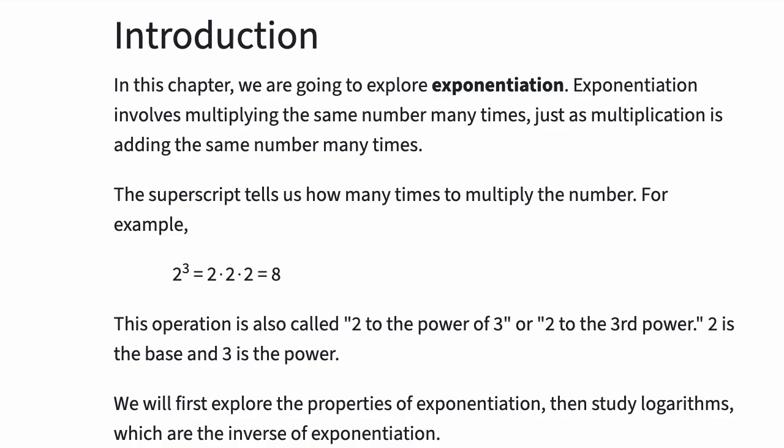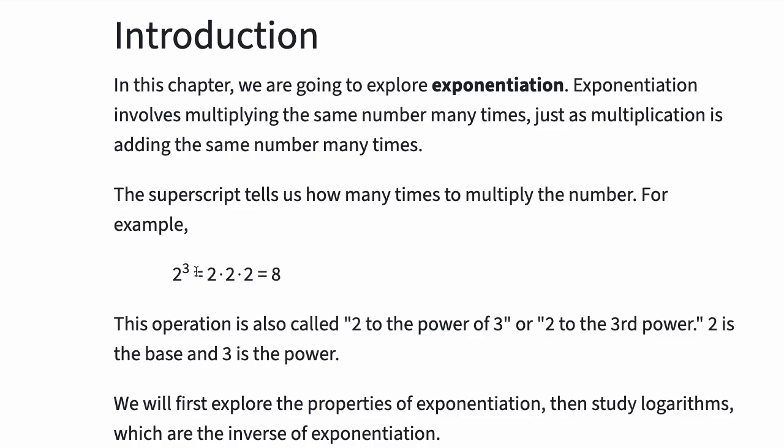In this chapter, we're going to explore exponentiation. Exponentiation involves multiplying the same number many times, just as multiplication is adding the same number many times. The superscript tells us how many times to multiply the number. For example, when the exponent is 3, we're multiplying the base 3 times.